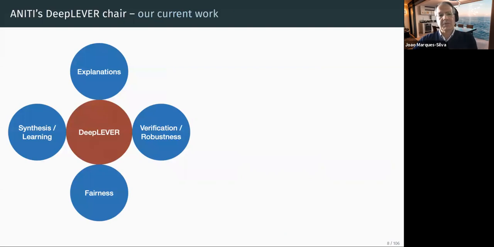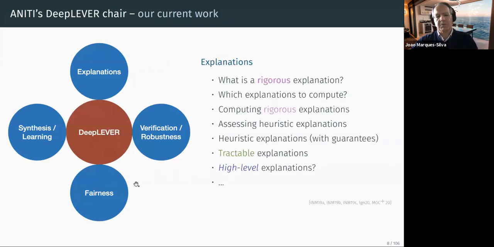So what we are doing in this research project, ANITI, one of the areas is DeepLEVER chair. So we are targeting explanations, learning, robustness, and fairness. And essentially, we are trying to ask and answer some questions which we think are important. So what is a rigorous explanation? I'll try to explain what we see as an explanation. Also, there might be many explanations, so which ones to compute? How can we compute rigorous explanations efficiently if possible?